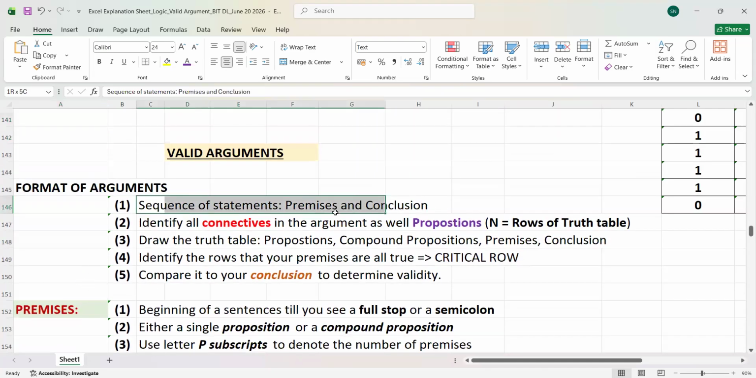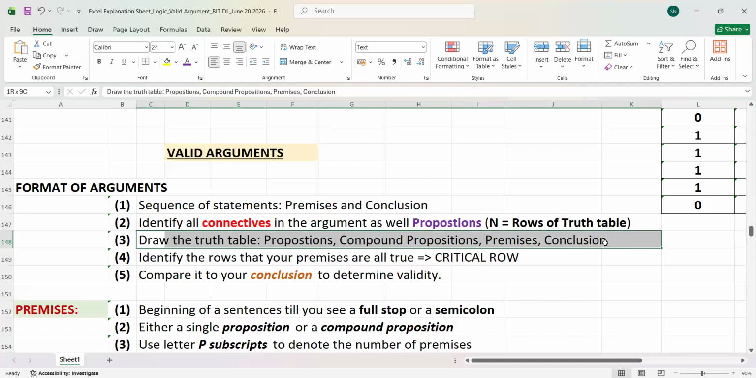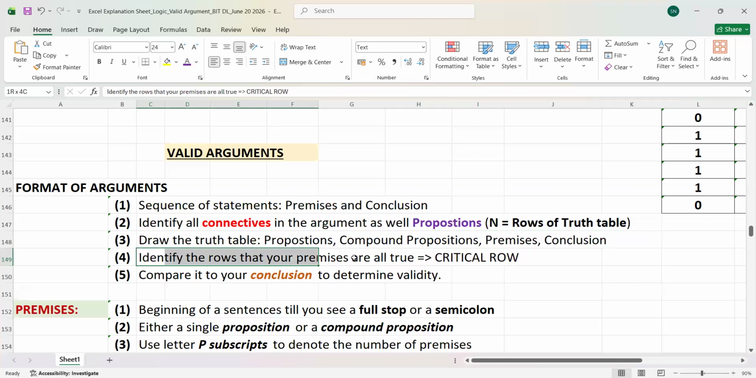Arguments are statements which are made up of premises and conclusion. Step 1, identify the connectives. Step 2, identify the propositions. And then step 3, you draw the truth table of the propositions, the compound propositions, the premise, and the conclusion. Then when you are done, you are going to identify the rows where your premises are all true, and then compare it to the conclusion.